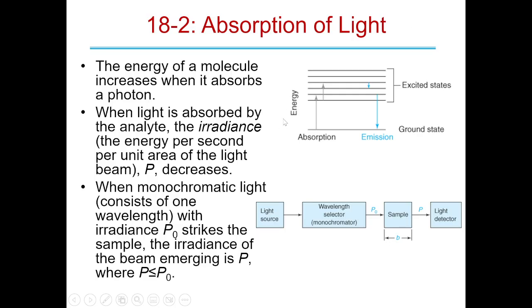So the energy of a molecule increases when it absorbs a photon. When light is absorbed by the analyte, the irradiance, which is the energy per second per unit of area of the light beam, which is denoted by a P, by the way, you can think of that as power, decreases. When monochromatic light, monochromatic meaning one color, so that's light that consists of one wavelength. You never actually get one wavelength, you get a small spread of wavelengths, but essentially we're trying to get one wavelength, right?